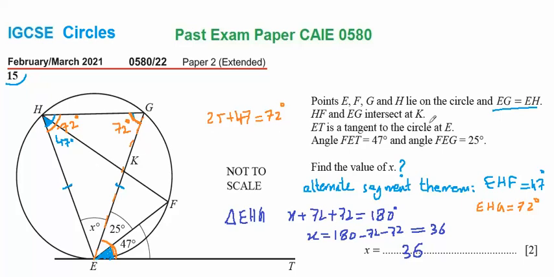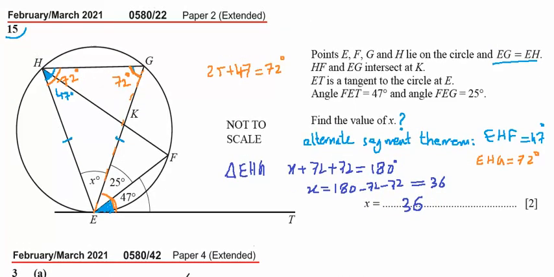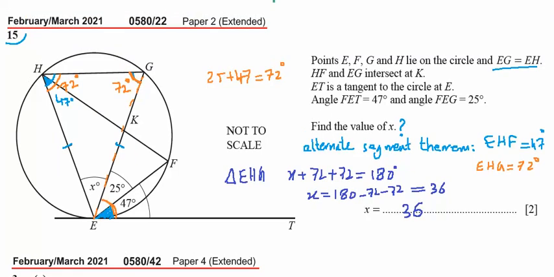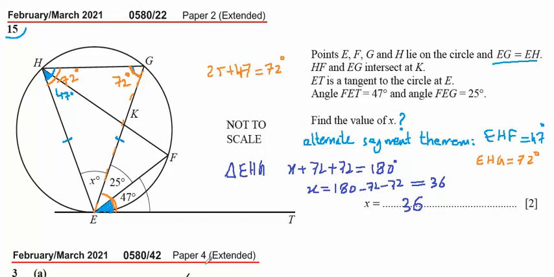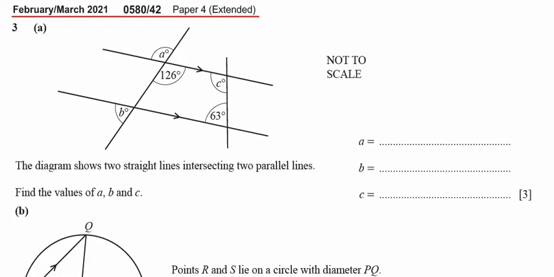Now see the next question, which we have taken from February, March 2021, paper 42. Before it was paper 2, now it is paper 4, variant 2. Here we have a question related to circles, but the first part of this question, part A, is not related to the circle, but we will do this also.